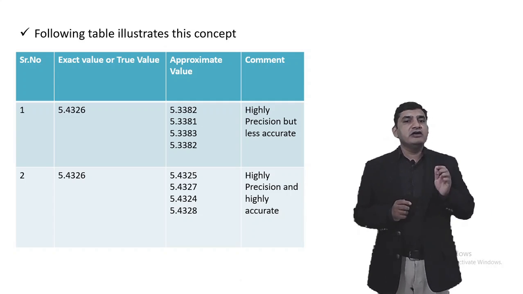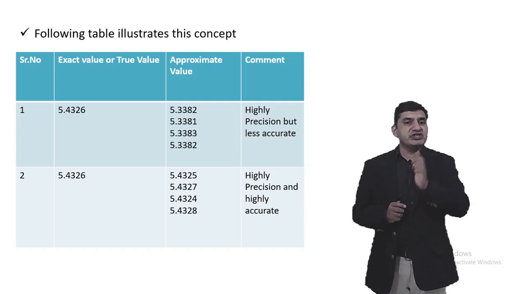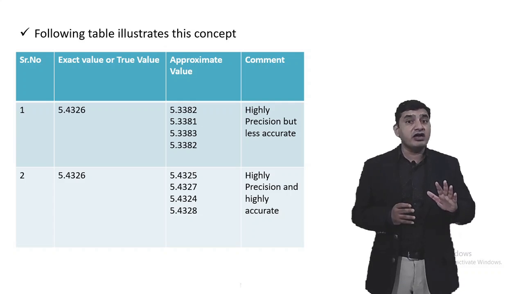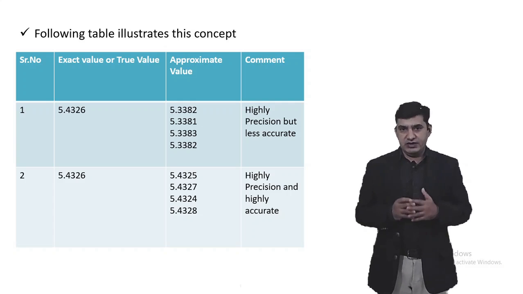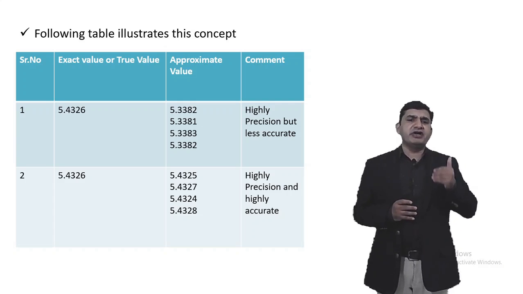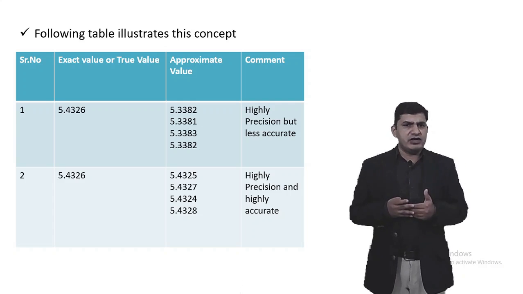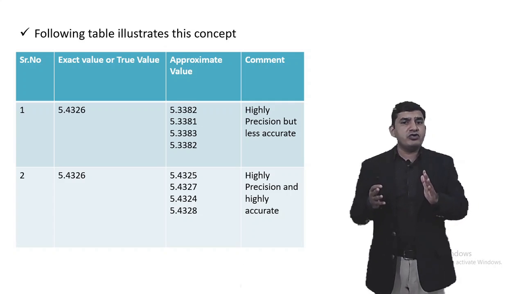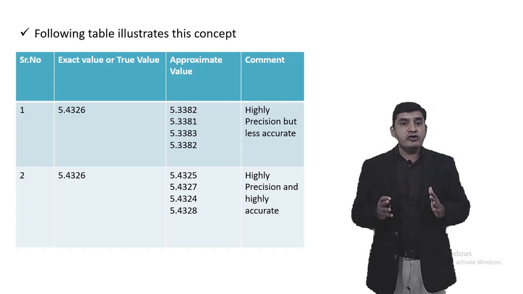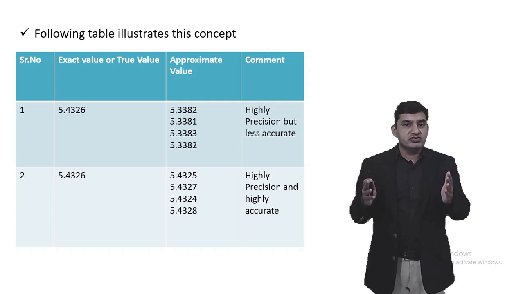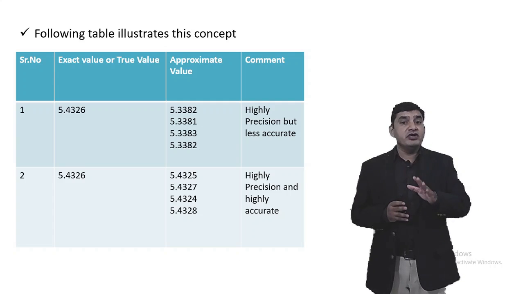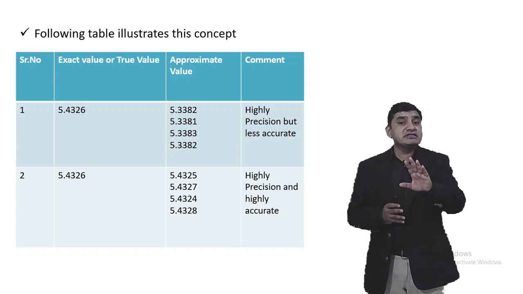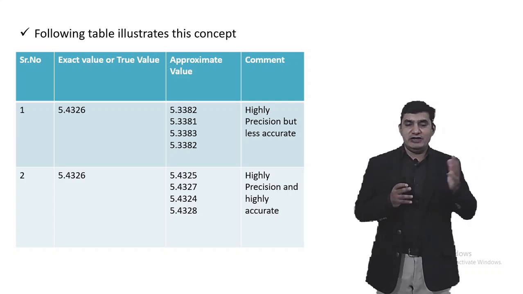Next example, 5.4326. Okay, this is our exact value or true value. And if we take some readings and we get some approximate values, that is 5.4325, 5.4327, 5.4324, 5.4328. Now, these values are close to the accurate value.